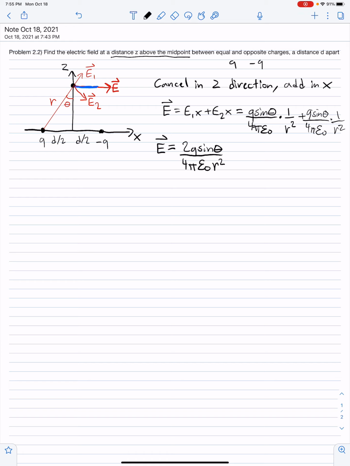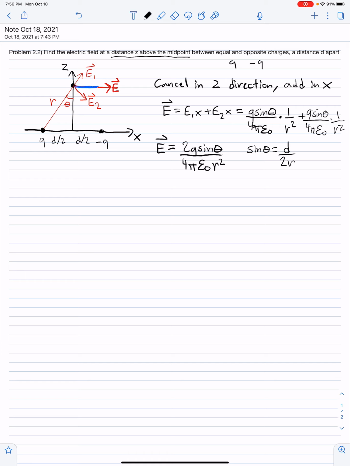But we don't want to just leave it as sine theta. We actually want to put that in terms of d and r. So we have d over 2 divided by r is equal to sine theta. So we just have d over 2r.